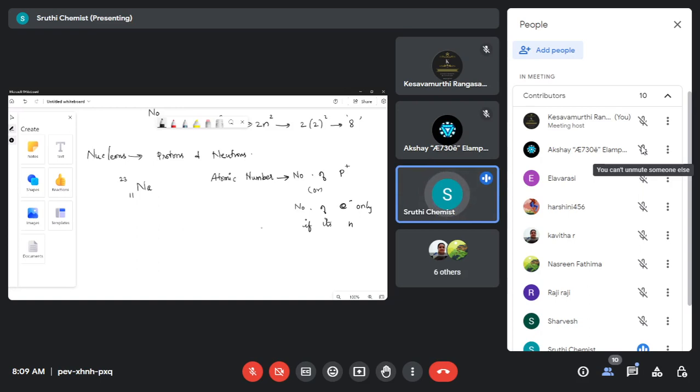This is very, very important. Don't say number of electron always. Atomic number will not be equal to the number of electron always. Atomic number is equal to the number of proton. So sometimes it will be equal to the electron also, but the condition is the atom should be neutral.